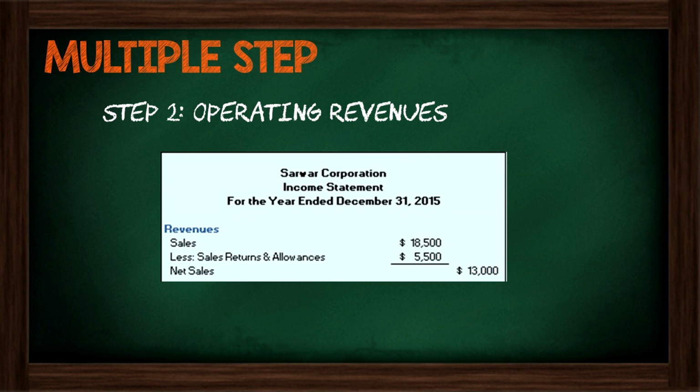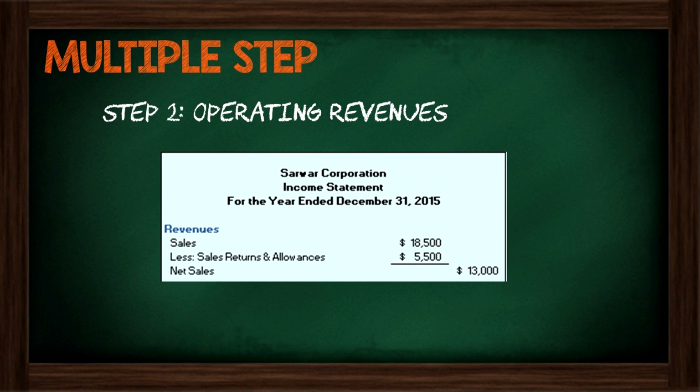Now notice how on the multiple step statement here, we actually show the calculations to our net sales, unlike we did on the single step, all right? We actually show our sales account and our sales return and allowance account. Okay?